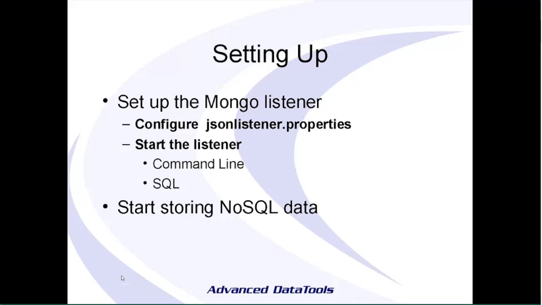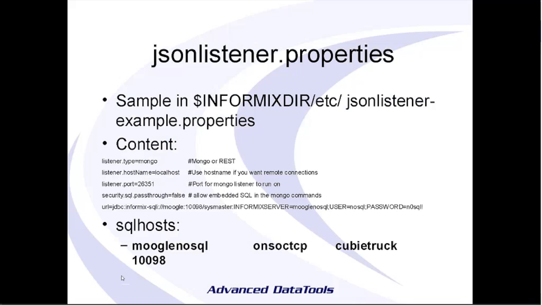So the properties file. Again, it comes with the example one, just rename it or call it whatever you want. It is fine to have multiple versions on the system. The fields you actually care about are the listener type of Mongo. The other option is REST, and we'll talk about that in a few. The listener host name. By default, this is localhost. If you wanted to listen on another IP address, just like with sqlhosts, you give it the host name that would be in your etc hosts file for that particular NIC, or if you want to listen to everything on the system, just use a star.